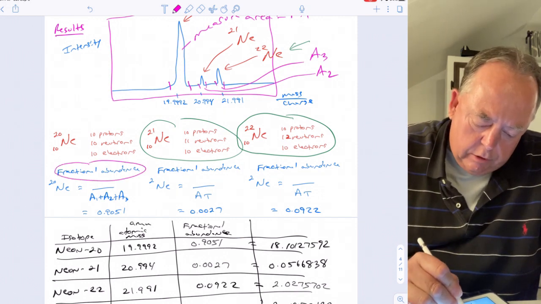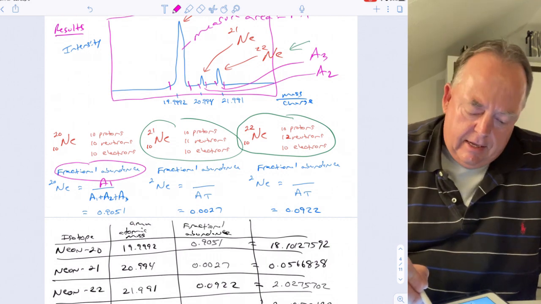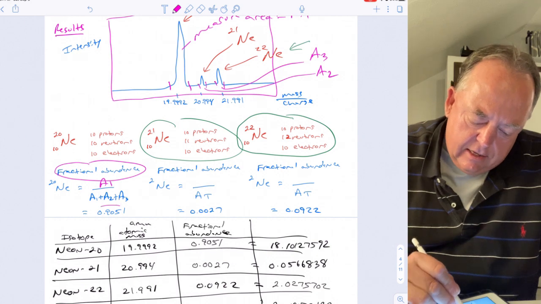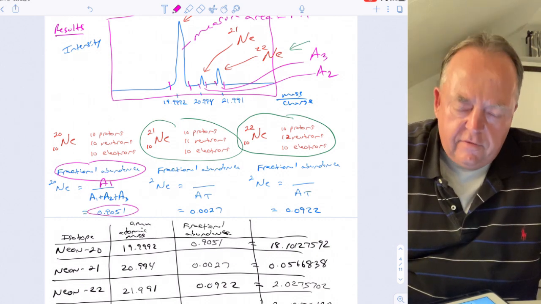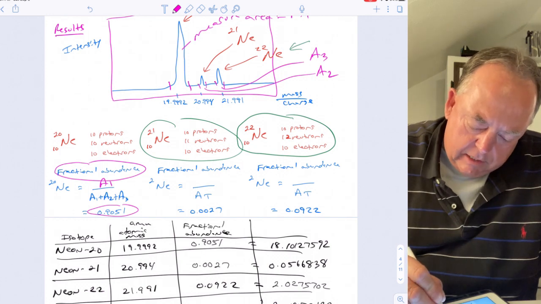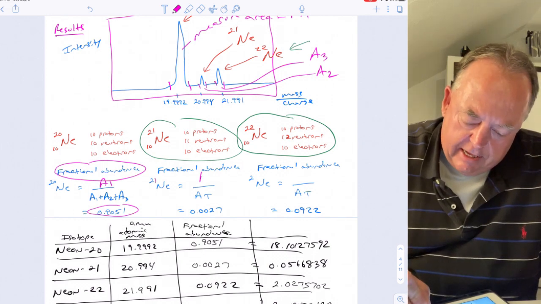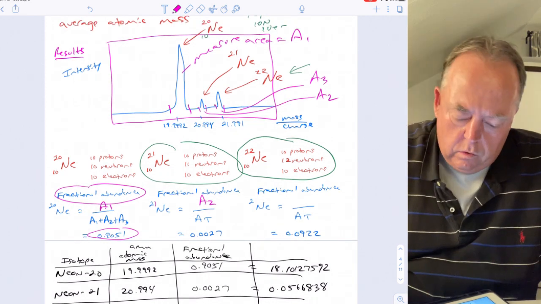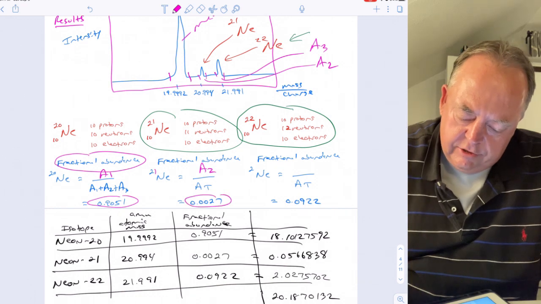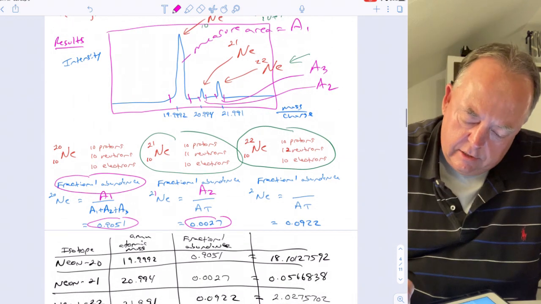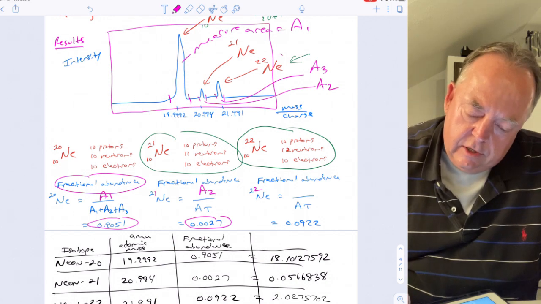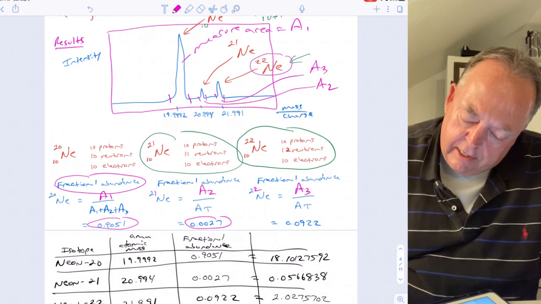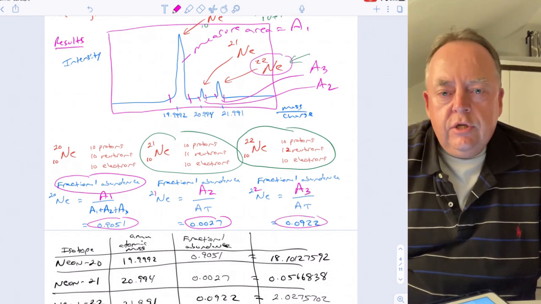So what you would do for neon 20, for example, is you would take area 1 and divide it by the total area, area 1 plus area 2 plus area 3, and if you did that, then you would calculate this number, 0.9051. And then if you did the same thing for neon 21, you would take area 2, since that's the area under the peak from neon 21, and divide it by the total area, and that gives you 0.0027. And then tell the computer to take the area for this neon 22 peak, measure the area, and so that's area 3, and divide it by the total, and that gives you 0.0922.